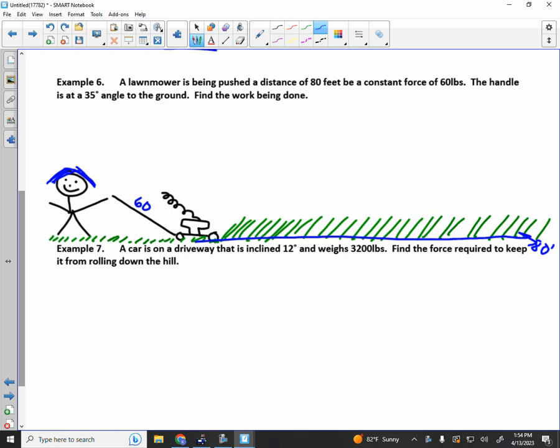Maybe hers doesn't have an engine that actually works. The grass is super long, so it's tough to get through. So 60 pounds of force, that's pretty significant. But you've got to do that, okay? And it says that it forms a 35-degree angle with the ground. And so we want to calculate the amount of work done. Sounds impossible, doesn't it? It's not impossible.